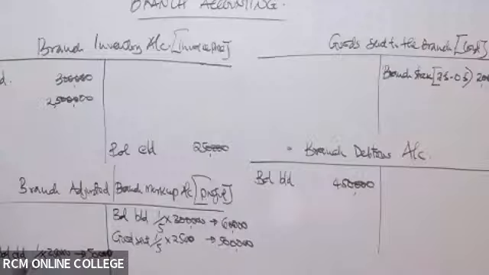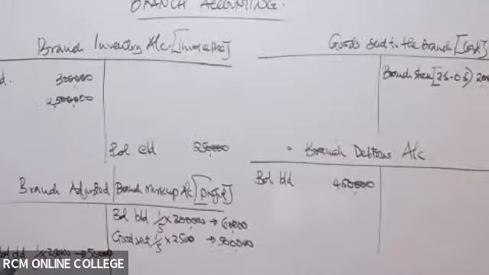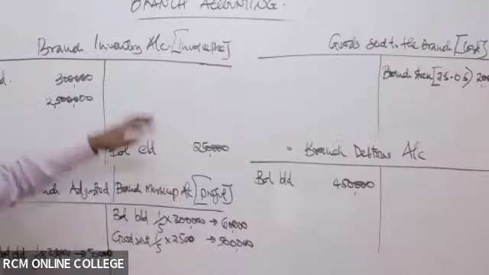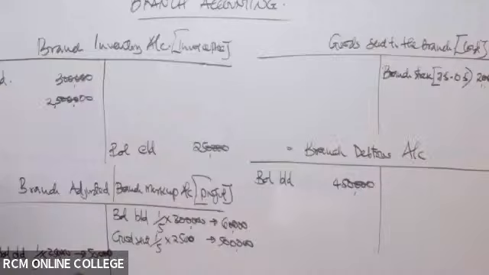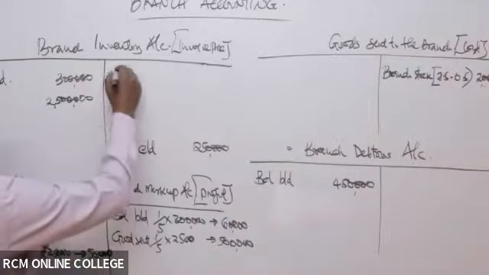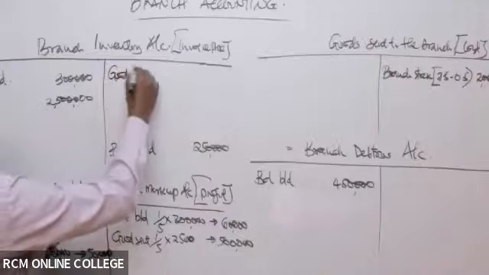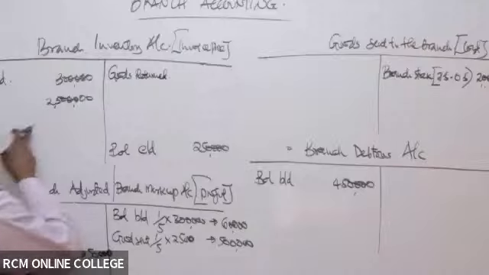Then goods returned by the branch to the head office. There were some goods which were returned to the head office. So if we return some goods to the head office, our branch inventory reduces. So we credit that inventory by the goods returned to the head office. It reduced our inventory at the branch.